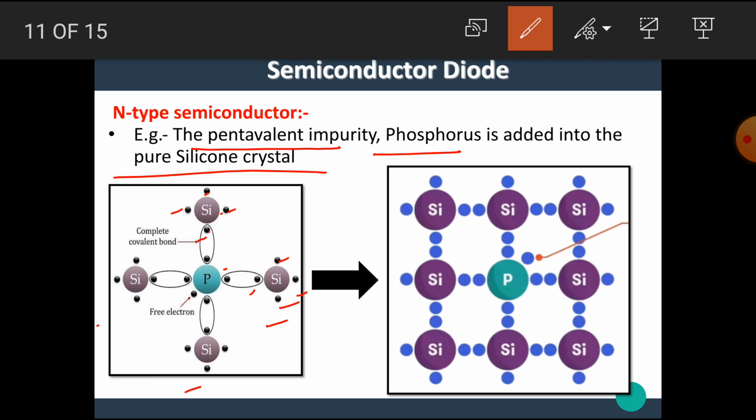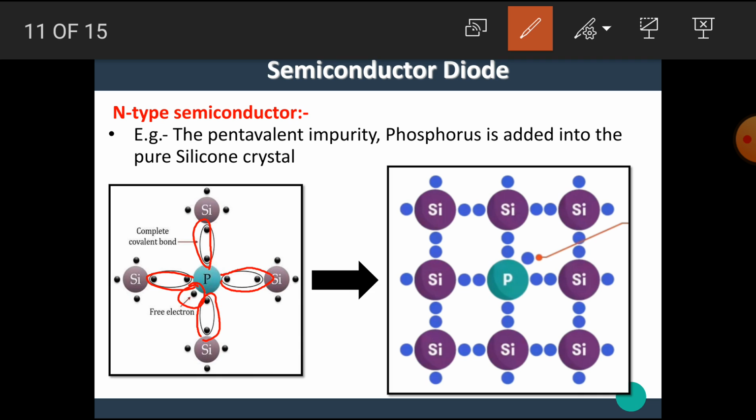But in the phosphorus atom, there are 5 valence electrons: first, second, third, fourth, and fifth. Out of these 5 valence electrons, 4 electrons make covalent bonds with the neighboring 4 silicon atoms like this, but 1 electron remains as it is.